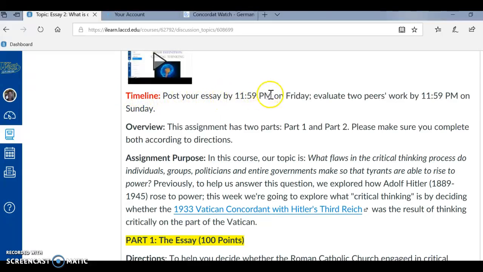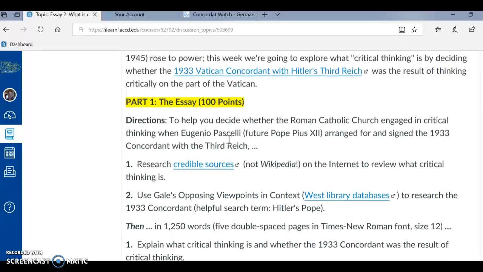Post your essay by 11:59 p.m. on Friday and evaluate two peers' work by 11:59 p.m. on Sunday. In our overview, we learned this assignment has two parts, Part 1 and Part 2. Please make sure you complete both according to directions. Now, what are Part 1 and Part 2?